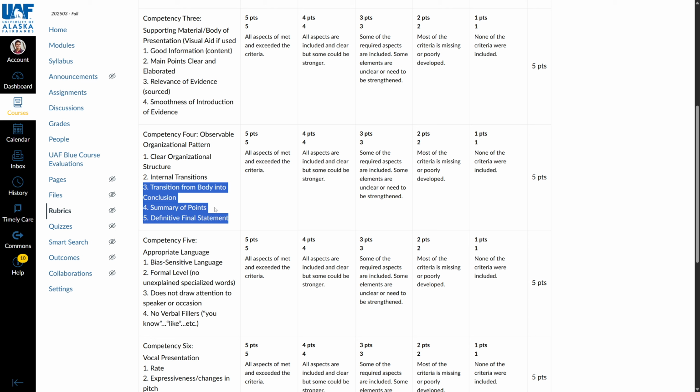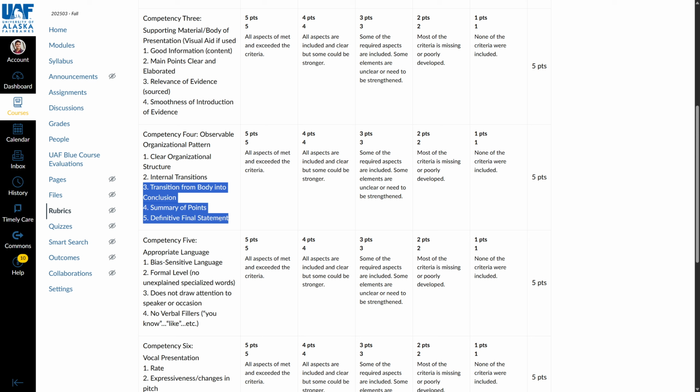So at the beginning of your speech, you're telling your audience what you're going to be talking about through a summary. And at the end of your speech, you're again telling the audience what you've talked about so that they can remember what the points of your speech were. That is a requirement for the conclusion to get full points.